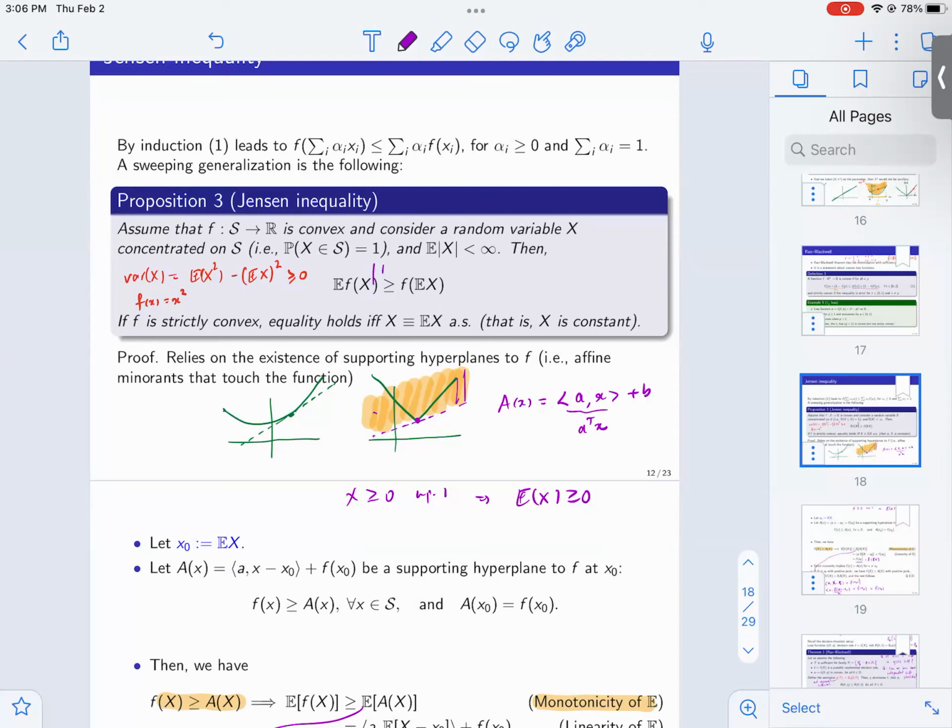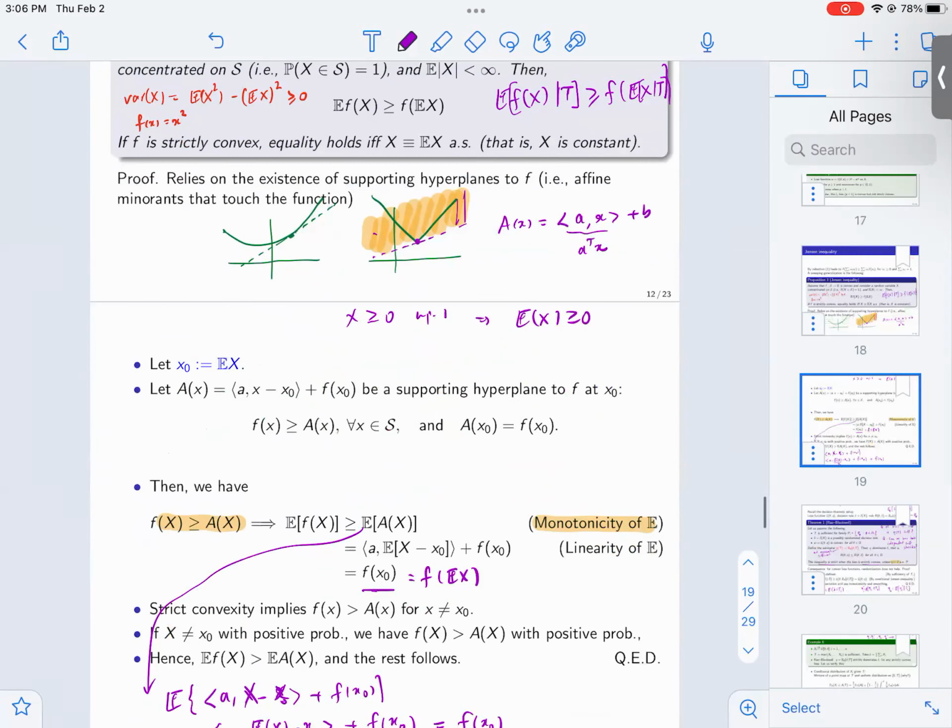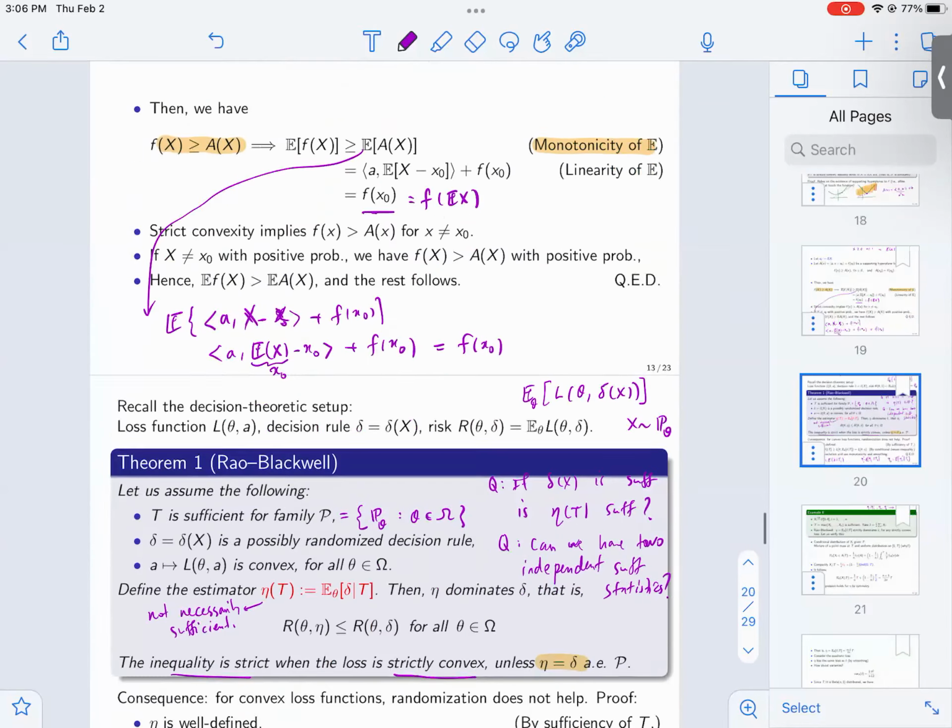So you can say expectation of f of x given t is bigger than f of expectation of x given t. So you can add conditioning to the expectation and carry it around. That would still hold. This would be a stochastic statement because both sides are random variables, but it's valid by the same argument. Conditional expectation is monotone and linear, so this proof would go through.